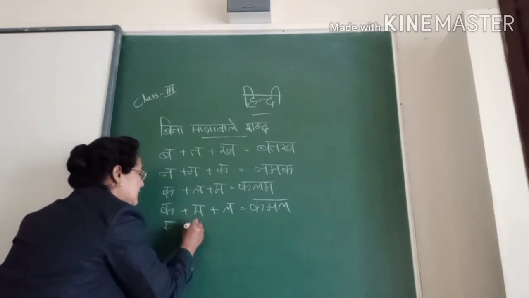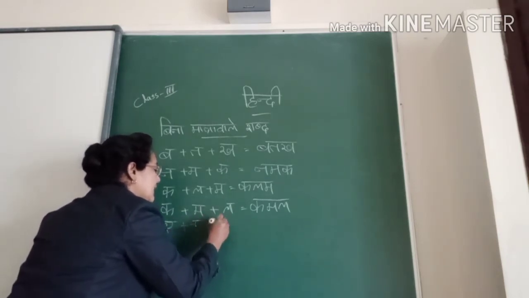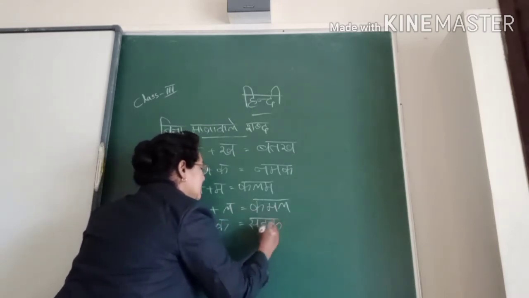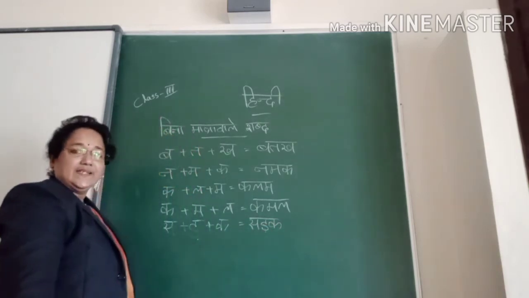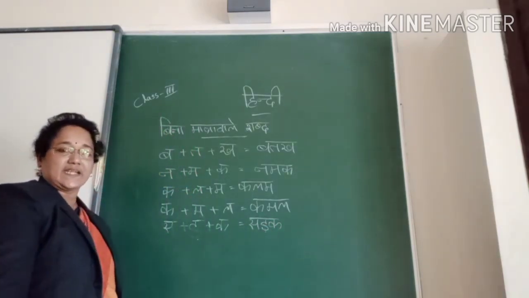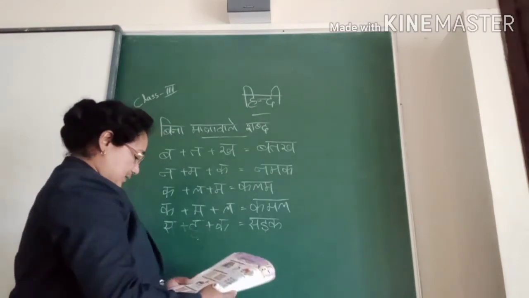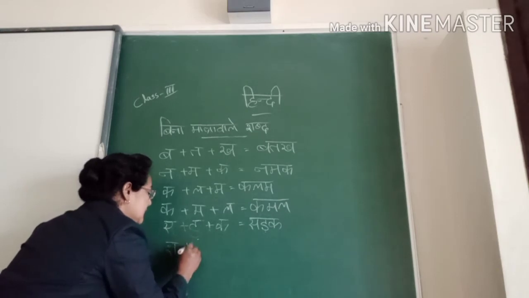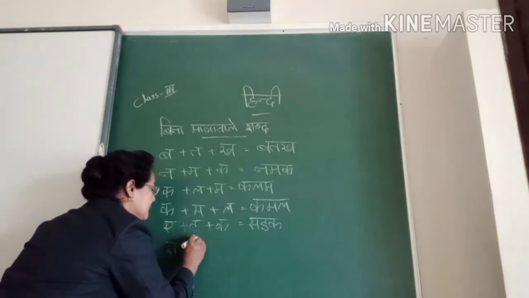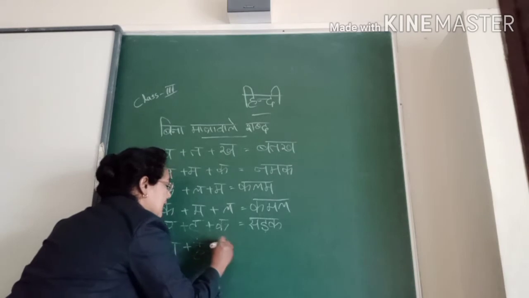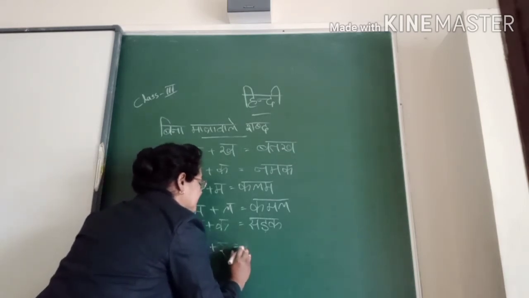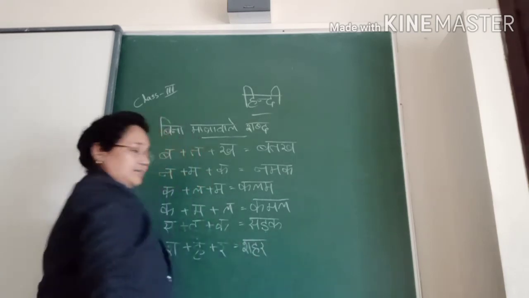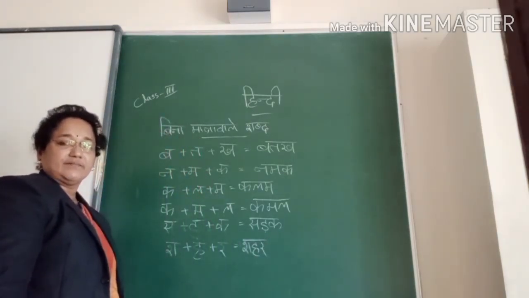So, next word, look: sa, da, ka. The word I wrote is sadak. Three-letter word. Sadak meaning is road. Next, I'll write one more word here: sha, ha, ra. Shahar. Shahar meaning is city.